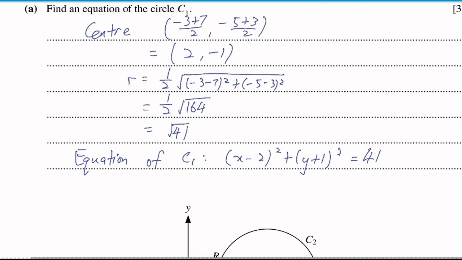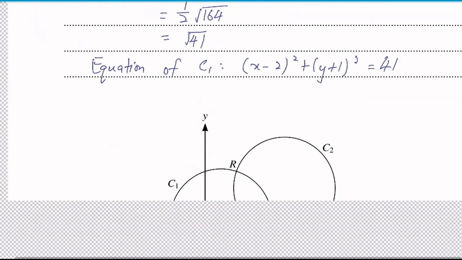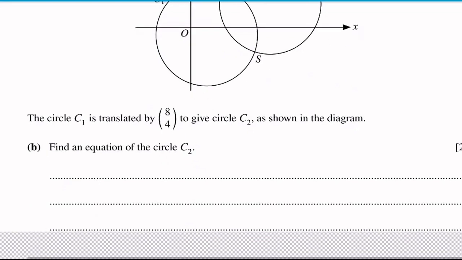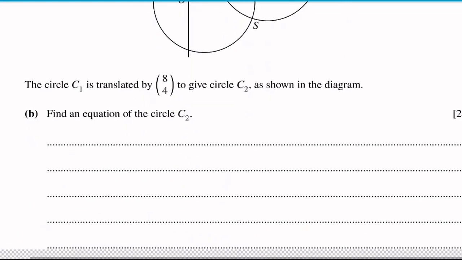So after that, what we actually have in the next part is that we are now translating this circle C1 to the circle C2, as shown in the diagram. So find an equation of the circle C2. This is a bit dangerous here. For this question, we might overthink. We might overthink that this is something related to the translations in the function.